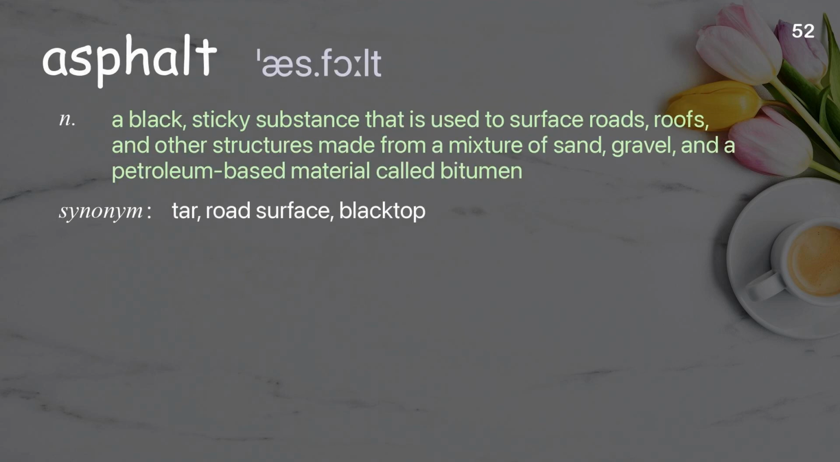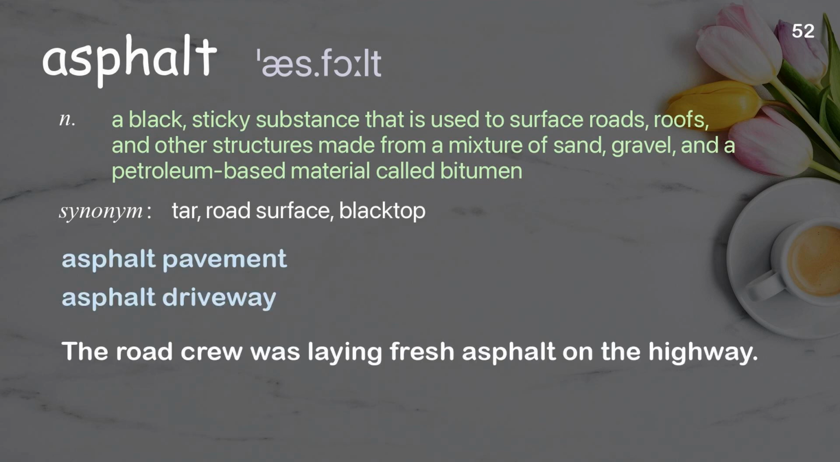Asphalt. A black, sticky substance that is used to surface roads, roofs, and other structures made from a mixture of sand, gravel, and a petroleum-based material called bitumen. Examples: Asphalt pavement. Asphalt driveway. The road crew was laying fresh asphalt on the highway.